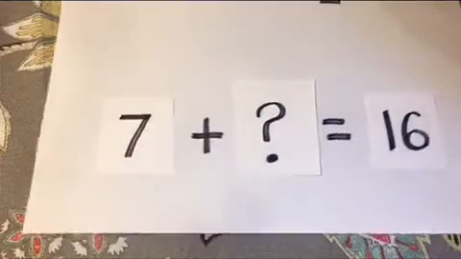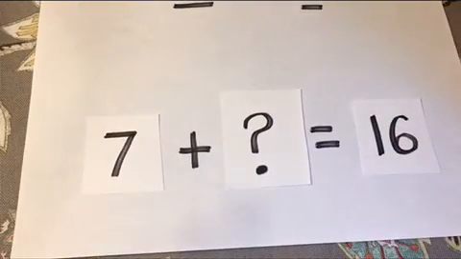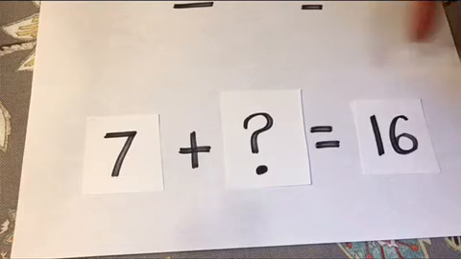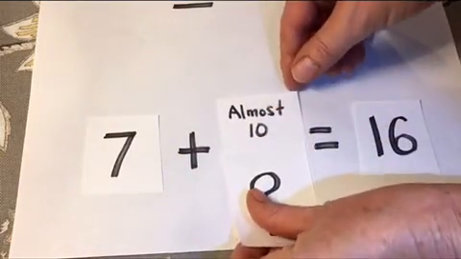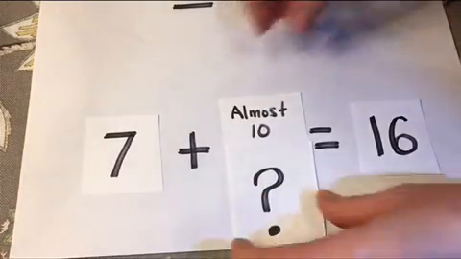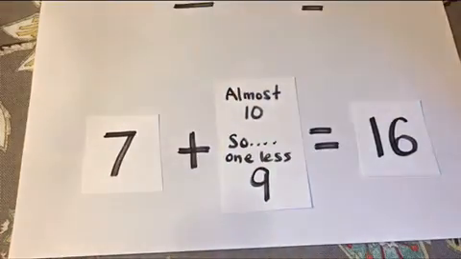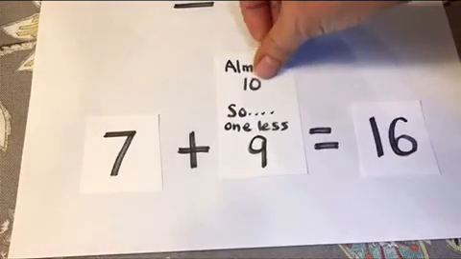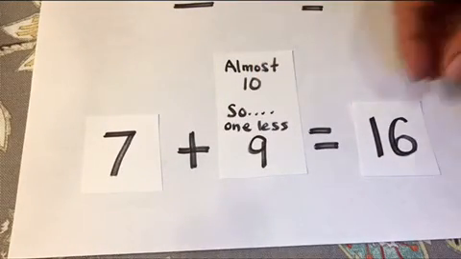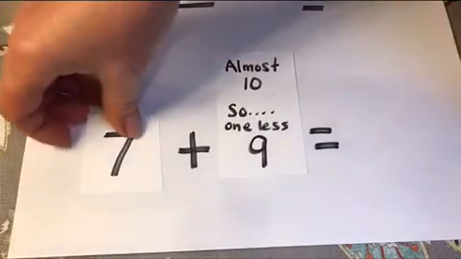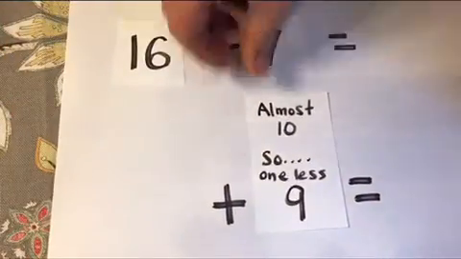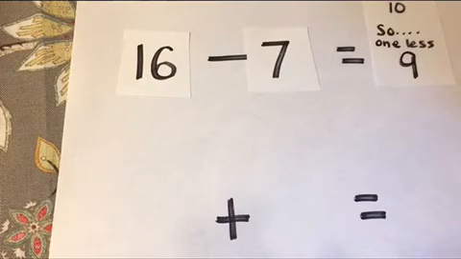So this is 7 plus something equals 16. Well, when I'm looking at this, I might think, wow, 7 plus 10 would be 17, and that's so close. And I might think, oh, it's almost 10 that would be my answer there. So it's just one less, so it is 9. And then I can take this back into the original format, and I have solved my equation for 9. So this is one of the reasons that we do use the fact families.